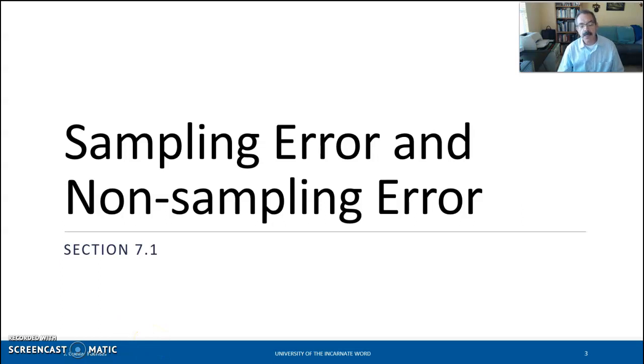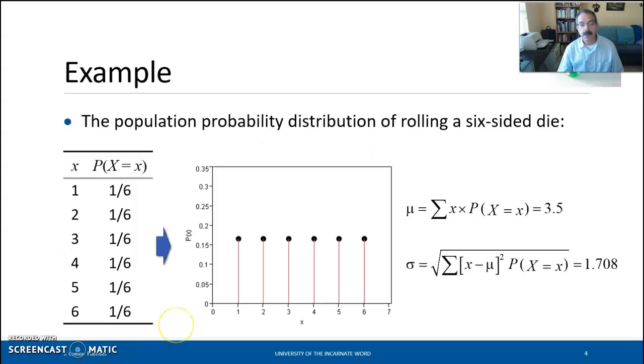The first topic that I'd like to talk to you about is sampling error and non-sampling error. This is in section 7.1 of your textbook. All right, I'd like to start with an example to explain those concepts.